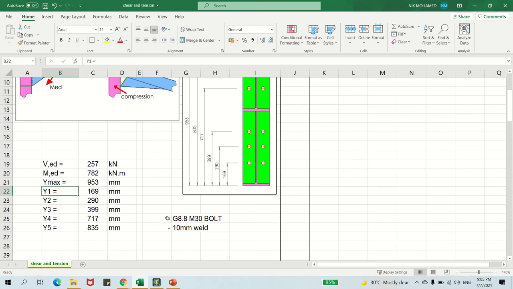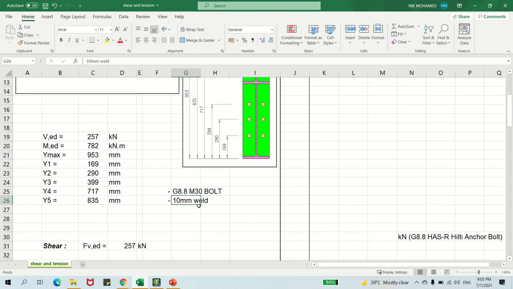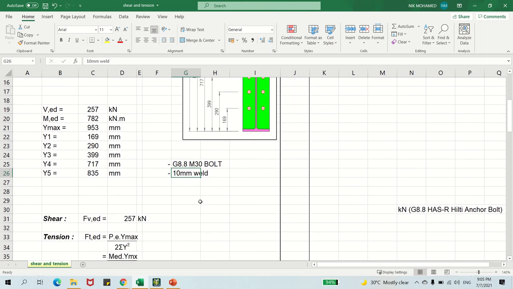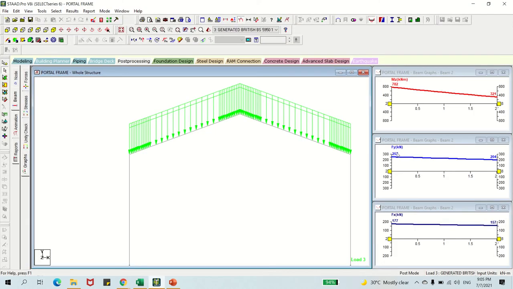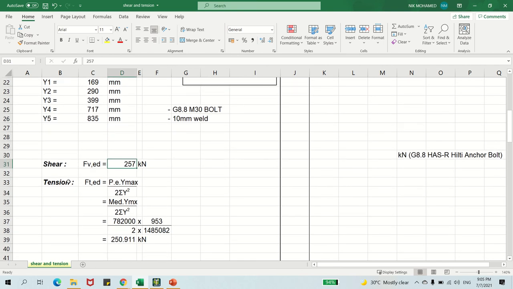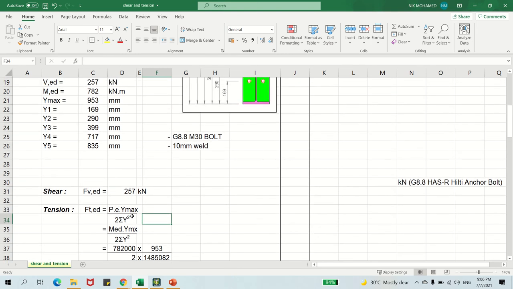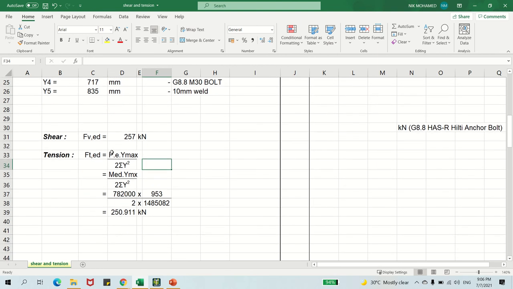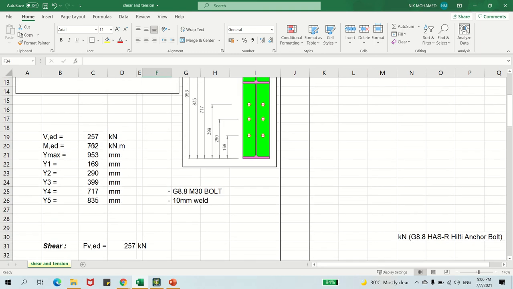Okay, so in this design, I will use M30 bolt grade 8.8, and also I will use 10 mm thick end plate. The first is we need to know what our shear force value is. We can directly take the value from the shear force diagram from Step Pro, which is 257. And then we need to know our tension force value. How to calculate the tension force value is by using this formula. P is equal to force, A is equal to the lever arm, Y max over 2 times the total of lever arms squared. So P here is also equal to the bending moment, which is this value.